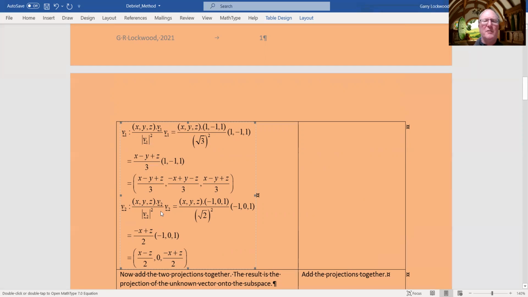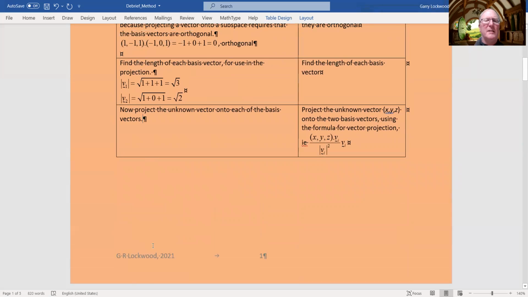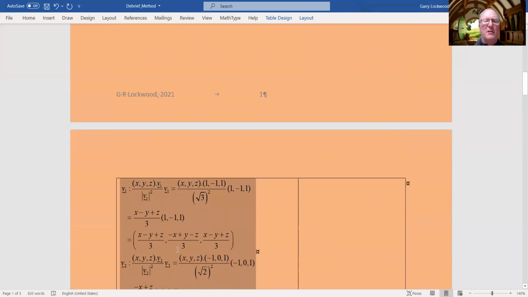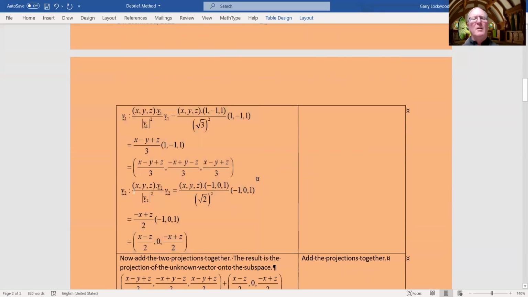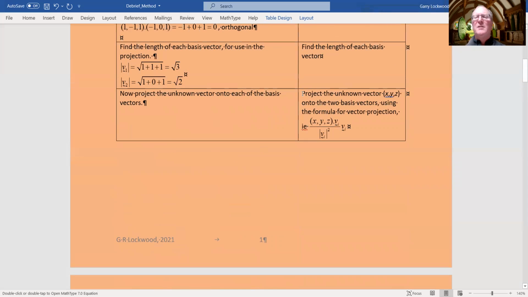And I do the same for v2. This is all one step here. Right? This big cell, that's all one step right there. So I'm projecting the unknown vector onto the basis vector v1, and I'm also projecting the unknown vector onto basis vector v2. And I get these two things, not great to work with, they're reasonably complex. But the summary step of that is project the unknown vector x, y, z onto the two basis vectors using the formula for vector projection.